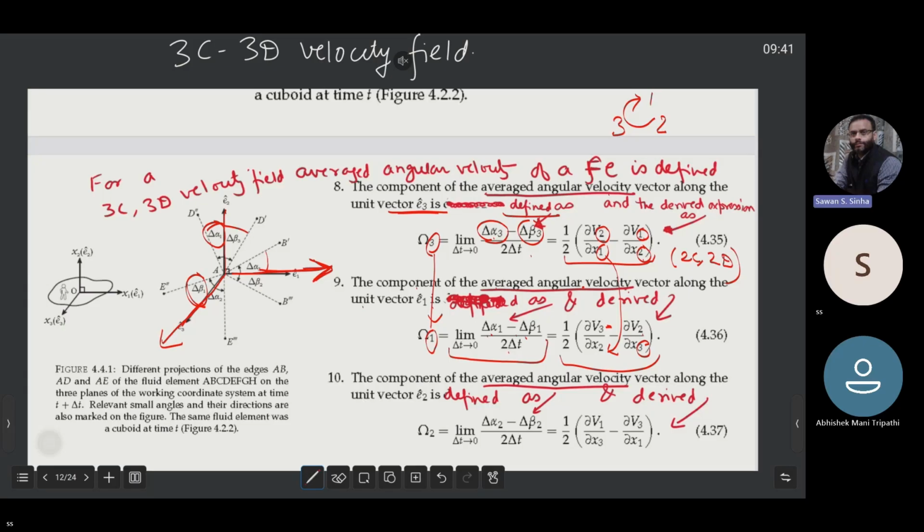And finally, omega 2, which is the average angular velocity vector along unit vector E2. I consider this component of the angular velocity vector. I focus on these angles, which are on a plane perpendicular to that. This is the definition, and this is the expression which you can generate again using the 1, 2, 3 cyclic order. Is it following the order? Look at the third one, omega 2. Equations 4.36 to 4.37 are following that order. Indices are fine.